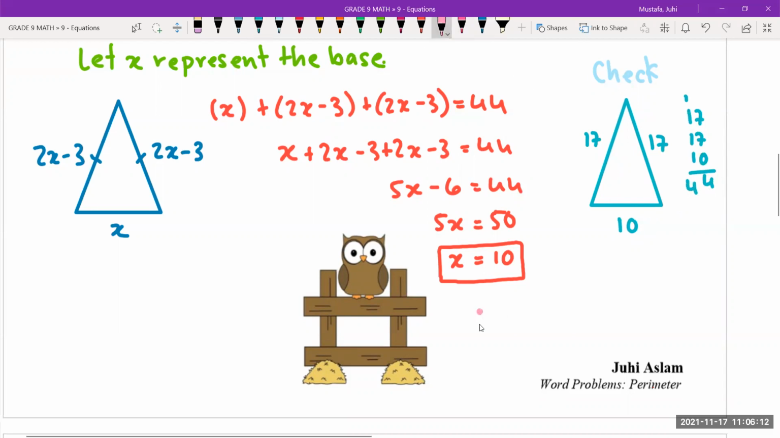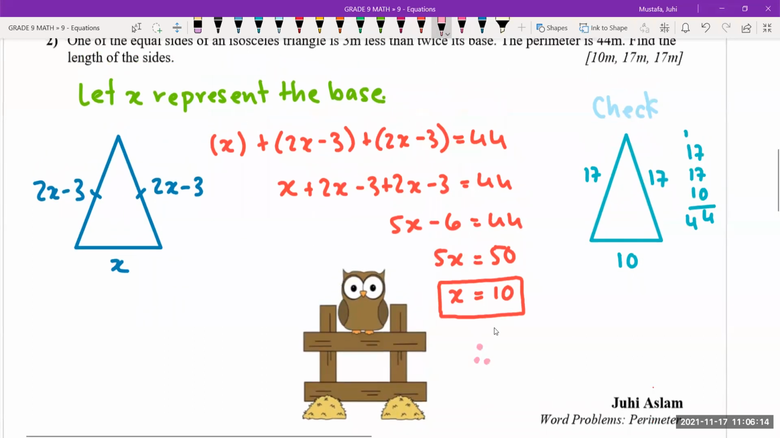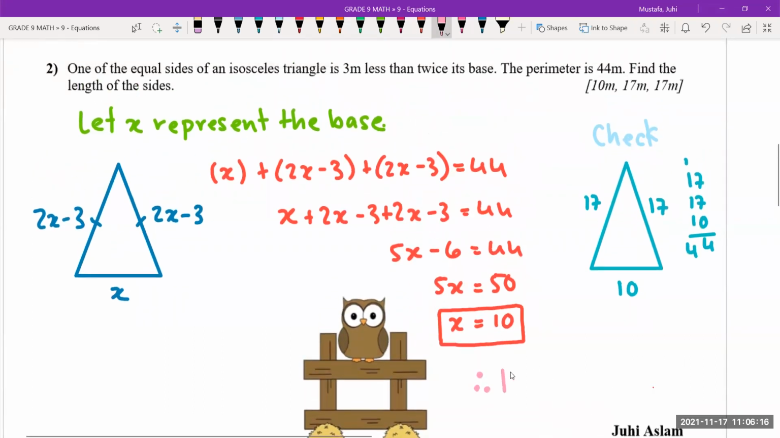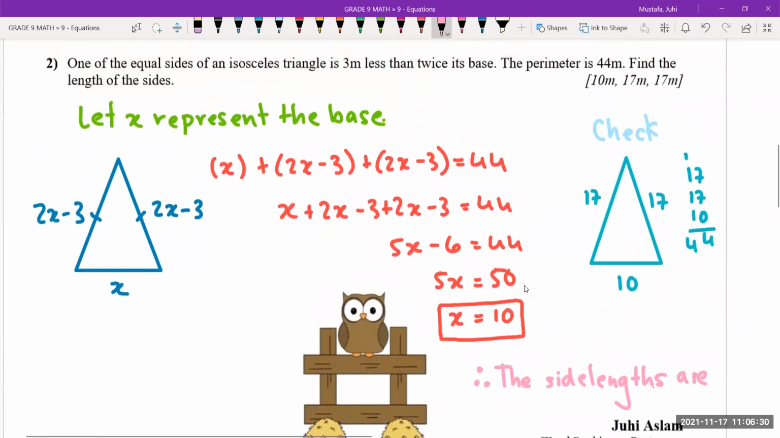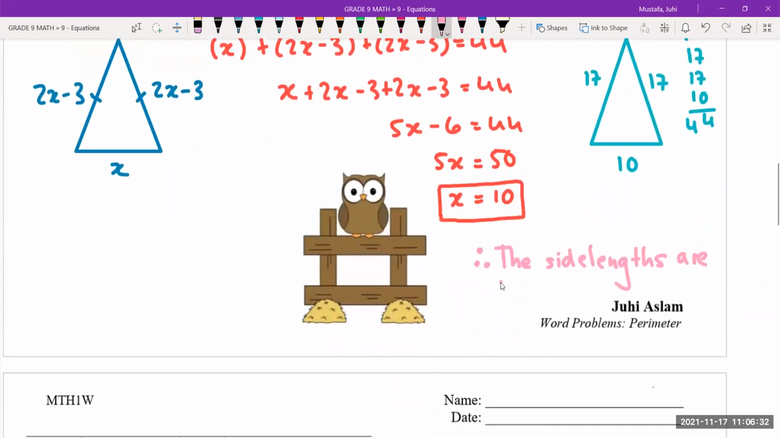And our answer is going to be, therefore, the side lengths are, and make sure you put units, which are meters. So it's going to be 10 meters, 17 meters, and 17 meters.